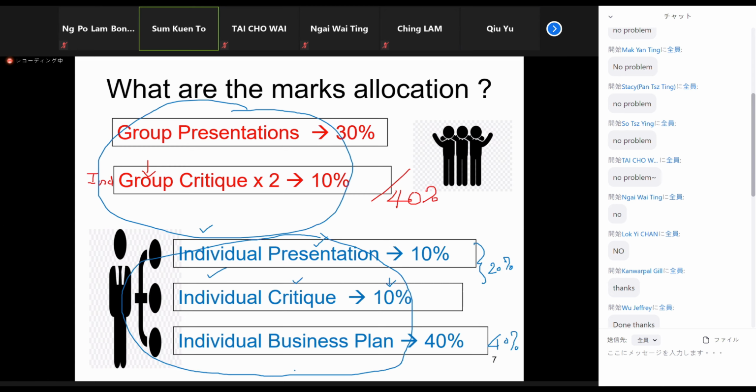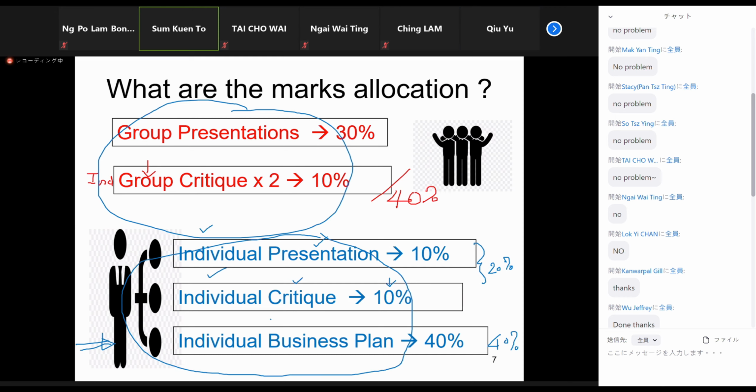So throughout the lecture, there will be a lot of concepts that will be used in the business plan. It is treated as the final exam. You need to make use of not just one chapter, but 6-7 chapters' concepts to apply onto the business plan. Okay, so this is the one.